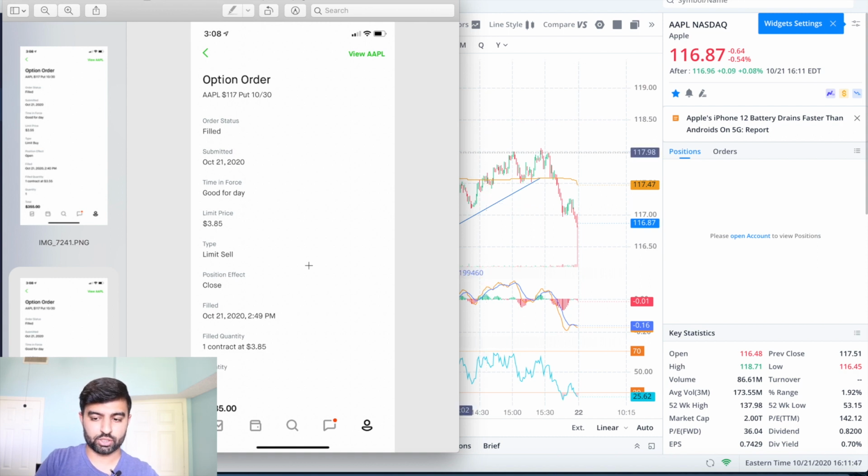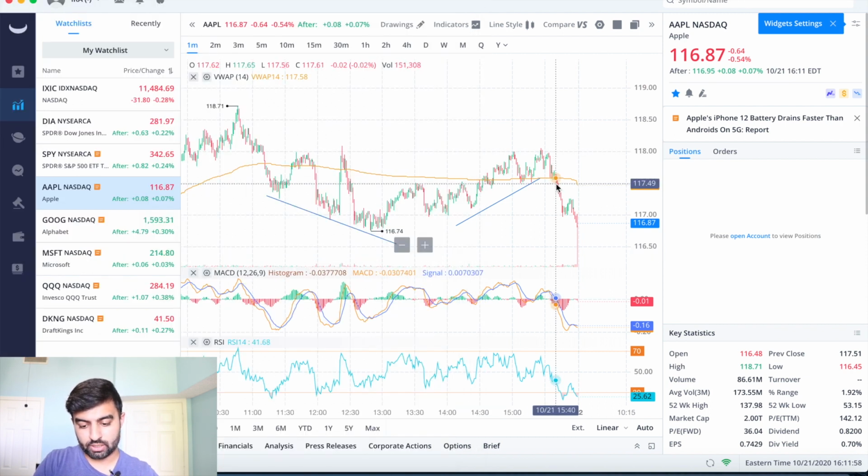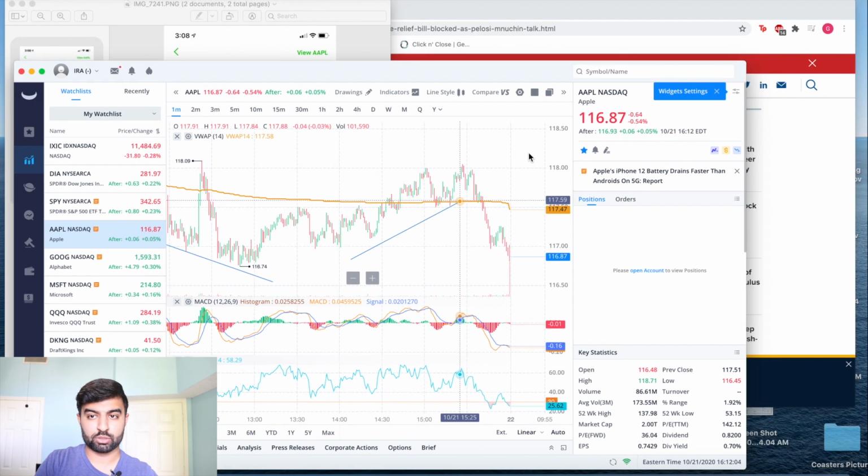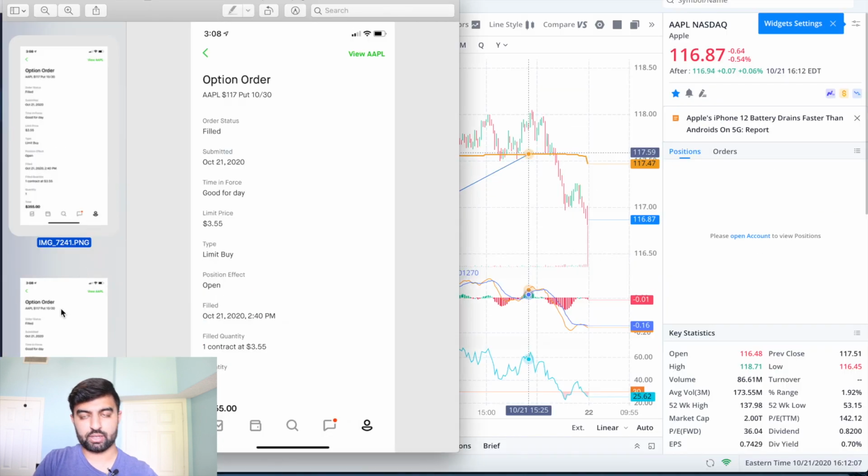This is a screenshot I just took 3 minutes ago of the order when I bought the position, filled October 21st, 240. So if we go to this chart, this is 240 right here when it was right at VWAP. I looked to see that it broke it, and as soon as it broke it, I put that order in. I didn't want to hold anything overnight because, again, I don't know what the market's going to do because of the coronavirus stimulus being the one thing that everyone's looking out for, and obviously we don't know anything about that stimulus bill. So I sold it, as you can see, filled October 21st, 240, bought at 3.55, sold it at 3.85, so a quick $30.